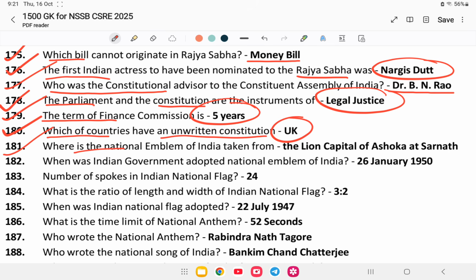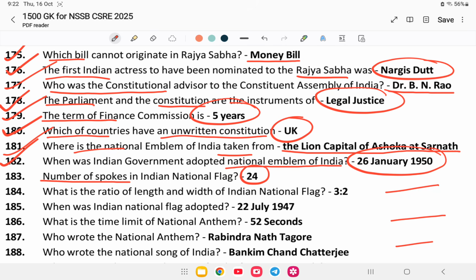Where is the national emblem we need taken from? So inspiration to kuti baje, that is the lion capital of Ashoka at Sarnath. 182. When Indian government adopted the national emblem of India? The 26th of January 1950. Number of spokes to Indian national flag the 24 the spokes to is the flag. Indian national flag in itu flag to it spokes to kiman to it is 24 spokes. What is the ratio? Ratio to is 3:2.